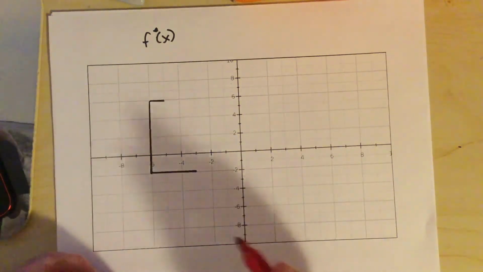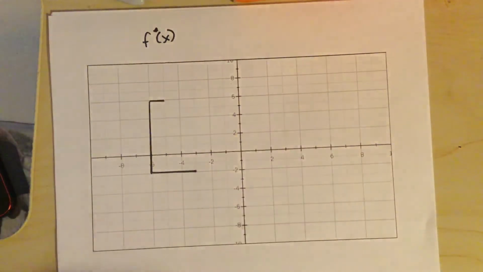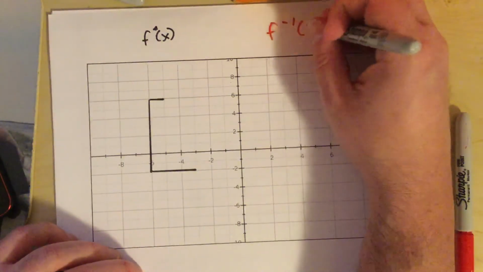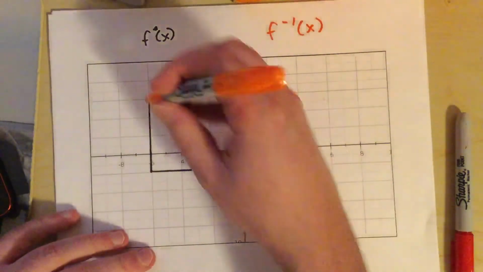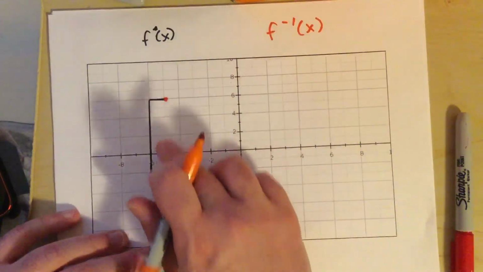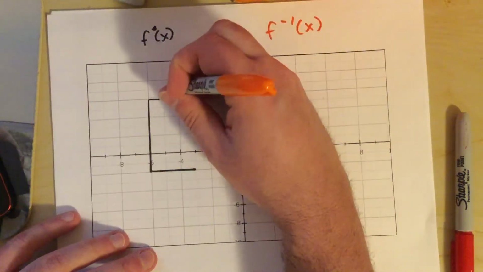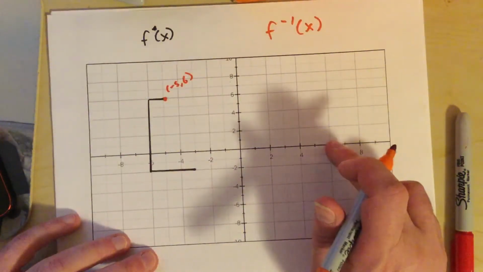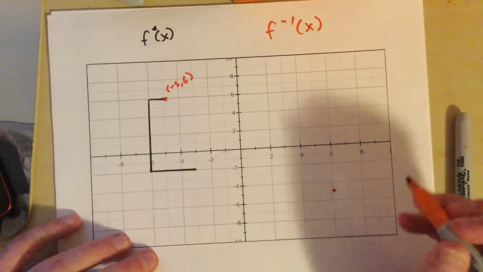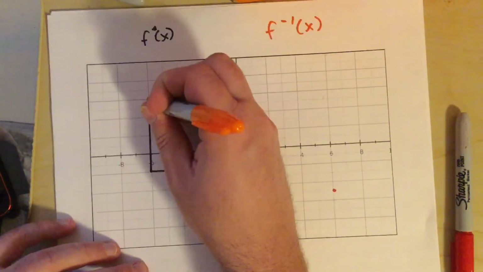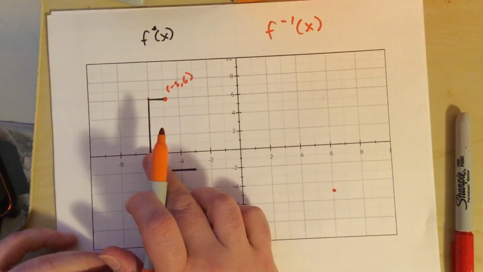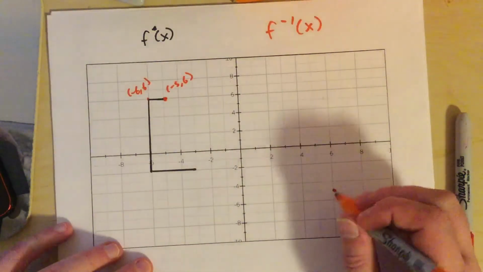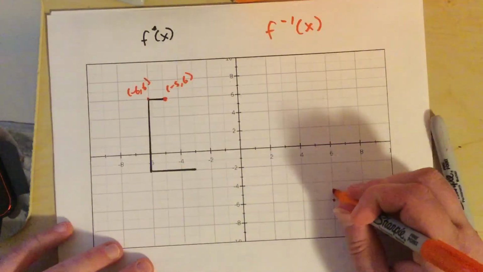So what we're going to do is map our new points. We're going to figure out what the points are for our inverse function. This point over here is -5 and 6. So when we flip it, it's going to become 6 and -5, which is over there. This point over here is -6 and 6. So when we take the inverse, it's going to become 6 and -6. And then these two points are joined.